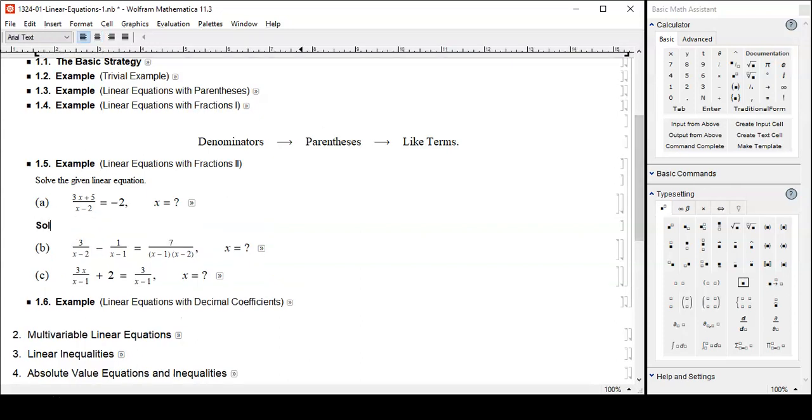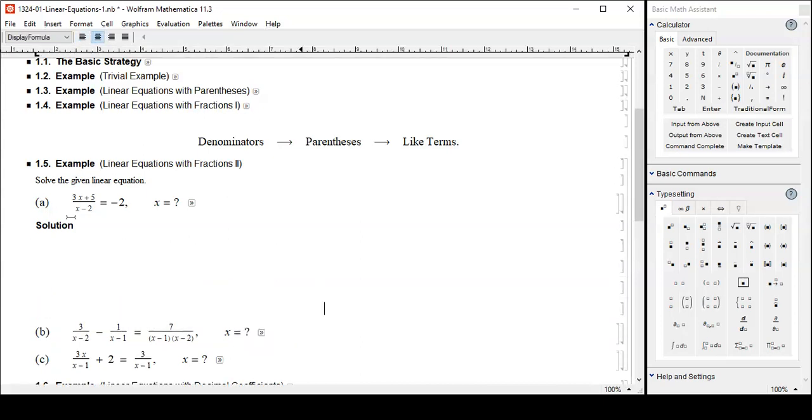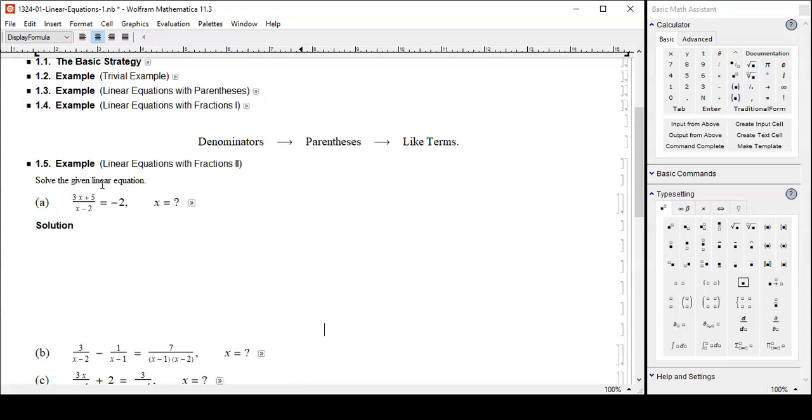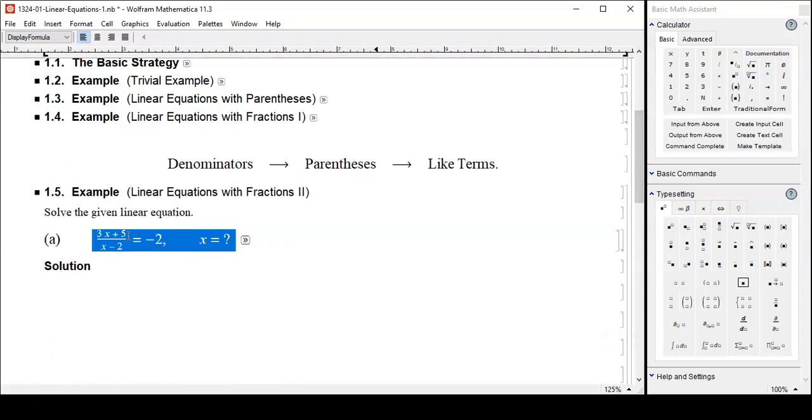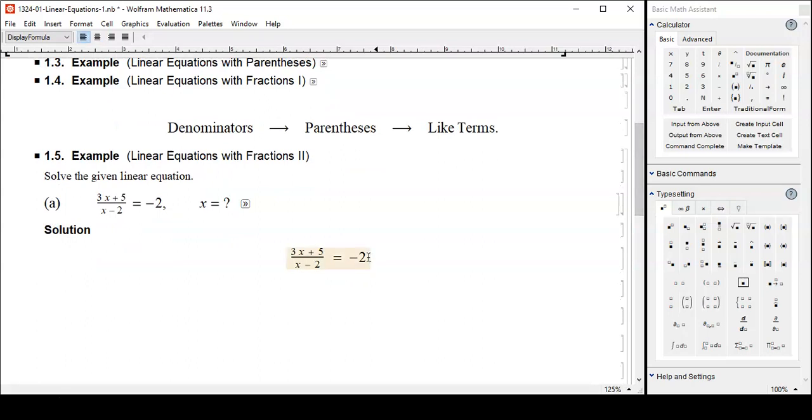Let's say the first problem. Let's see. It's going to be better with bigger fonts because we have some fractions here. Let's put some space in between so we can read better. Okay, all right. Here's the equation, the same equation as before. And then step 1 is to remove denominators.